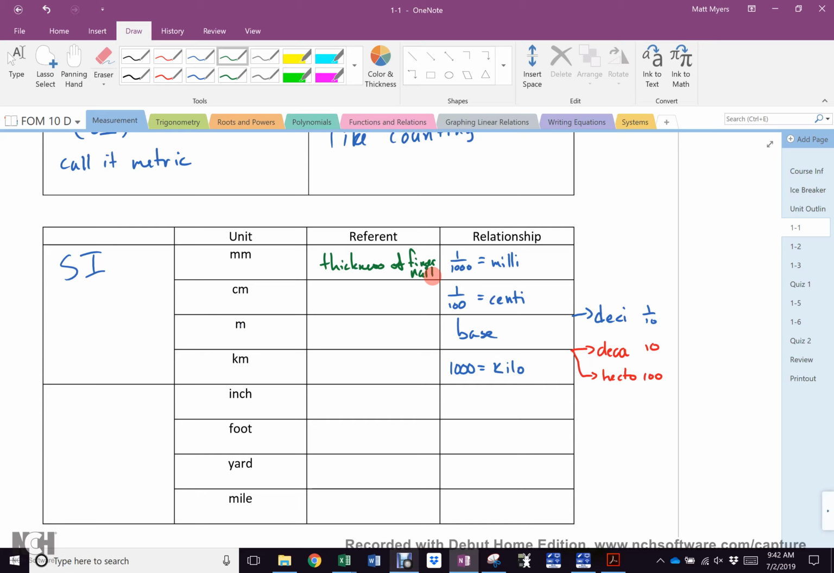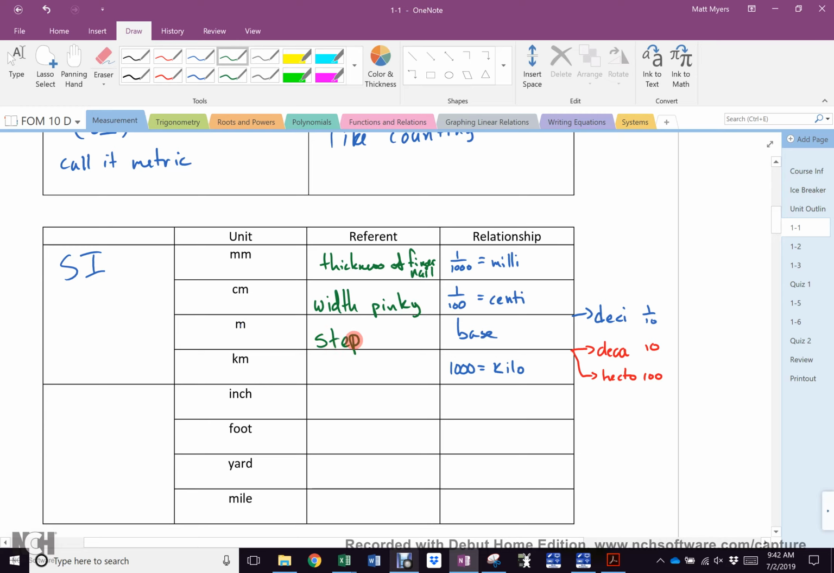A centimeter being 10 millimeters. Most kids say the same thing. All right, it's going to be like that. That's fine. Usually they say width of a pinky. Anybody want to try for a meter? Fair enough. A meter is usually about a step.